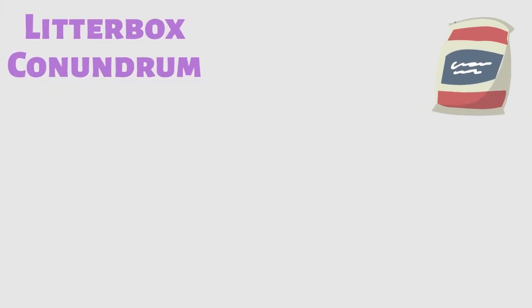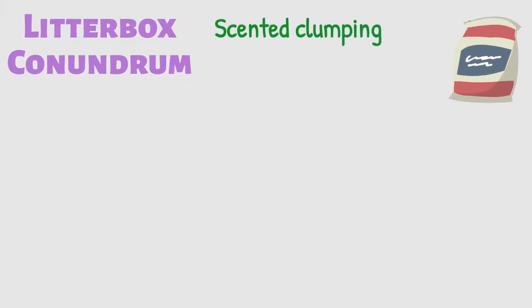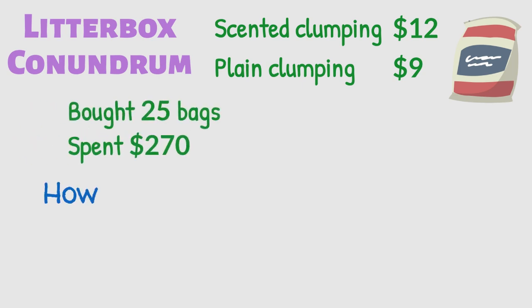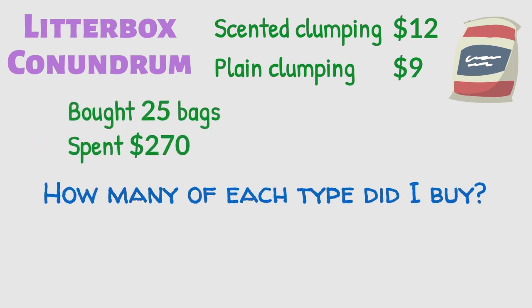I buy 2 types of litter, scented clumping, which costs $12 per bag, and plain clumping, which costs $9 per bag. I bought 25 bags and spent $270. How many of each type did I buy?